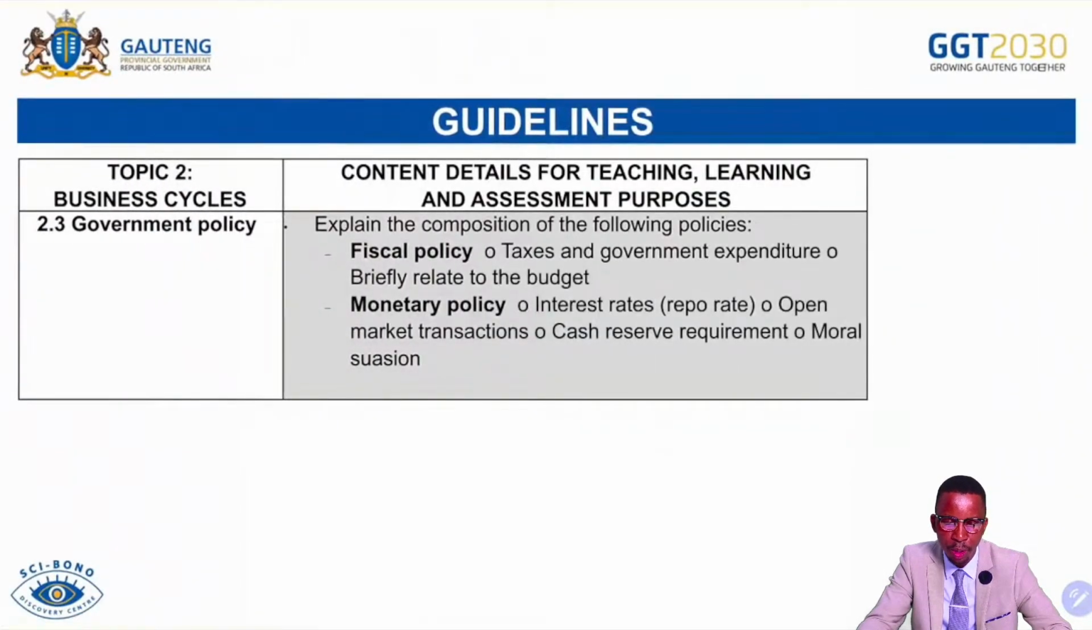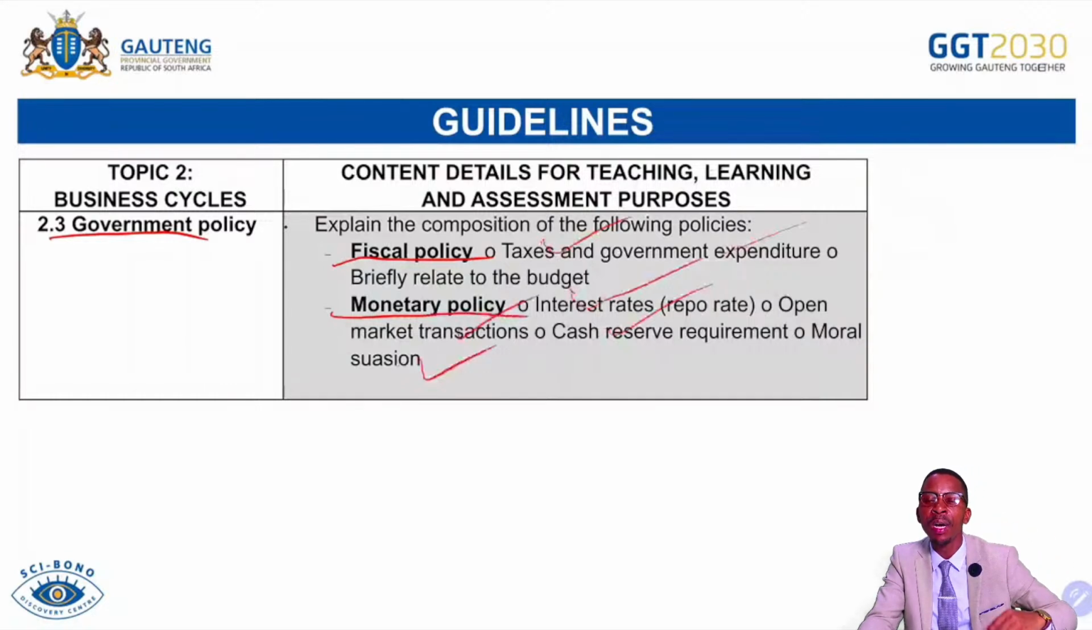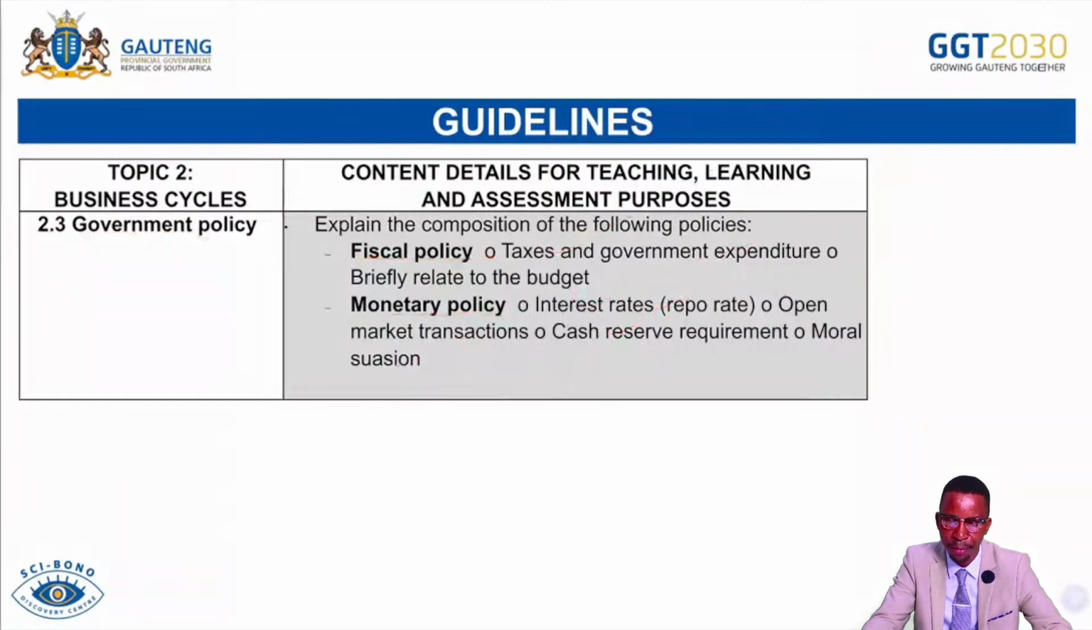And then we continue. Know the government policy, with the intervention of the state to smoothen the business cycle, where they use fiscal policy that includes taxes and government expenditure, and monetary policy: interest rate or repo rate, open market transactions, cash reserves, as well as moral suasion. Be able to smooth the business cycle. When the economy is at peak, how can you implement fiscal and monetary policy instruments? When the economy is at trough, how can you implement them? Remember, at peak we implement contractionary policies. At trough we implement expansionary policies because we want the economy to recover.